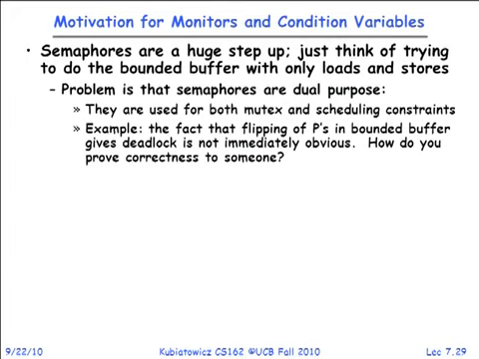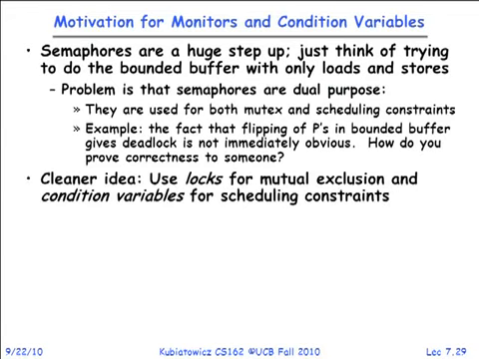The problem is that semaphores are dual purpose. They're used for mutexes and they're used for scheduling constraints. And you saw that that little issue of flipping the P's around gave us deadlock. If you want a type of coding that can potentially deadlock if you accidentally swap things, that might be bad. A cleaner idea is we use locks for mutual exclusion and condition variables for scheduling constraints.